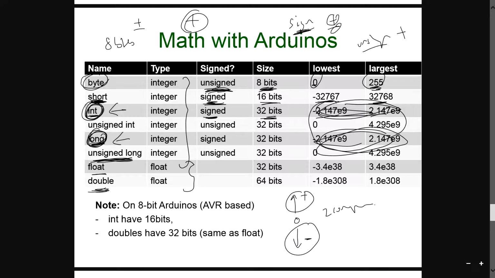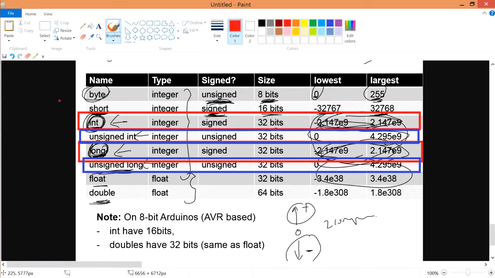For unsigned integer and unsigned long, they are the same. You see? I think it's pretty clear for you. For the red color one, the integer and the long have the same values. The lowest and the highest are the same. They are 32 bits, both of them. So when you write your Arduino code, you can initialize as integer, or you can write as long. For the unsigned integer and unsigned long, they are also the same.